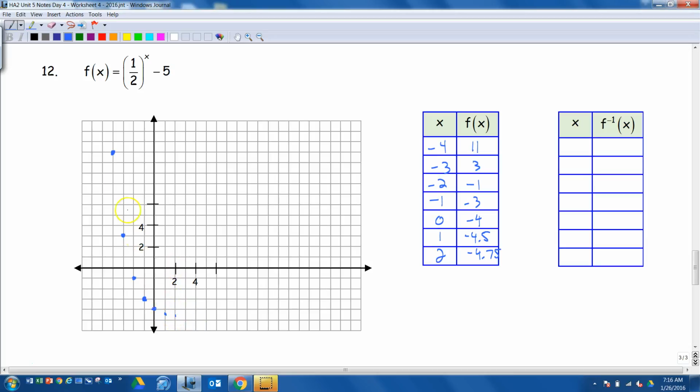So it looks like it's approaching -5, which makes sense by looking at the function itself. It has a -5 in it. Oops, so it should be more close to that. Okay, and if we flip them around, 11, -4, 3, -3, -1, -2, -3, -1, -4, 0, -4.5, 1, -4.75, 2.